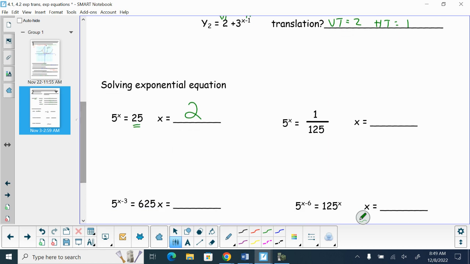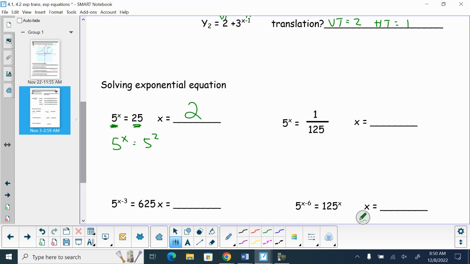If I have a base of 5 over here, and I write 25 as a base of 5, how can we rewrite 25 as a base of 5? 5 to what power, Danae? 5 to what power is equal to 25? 2. So if I write 5 to the x is equal to 5 to the 2nd power here. Okay? What I'm doing is I'm rewriting our equations with like bases.